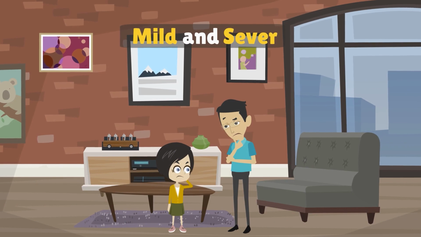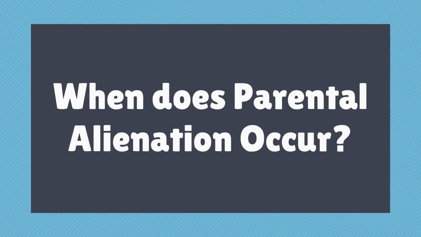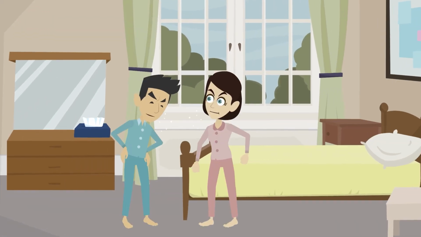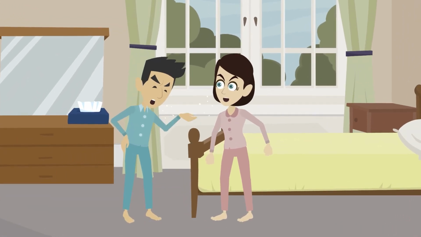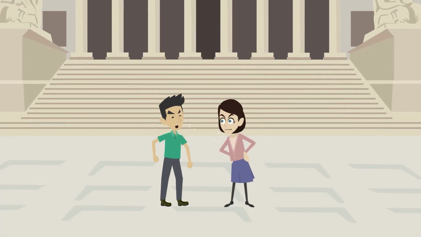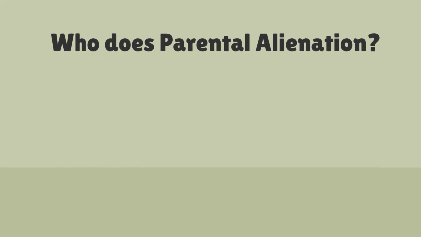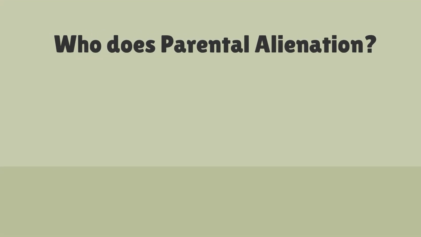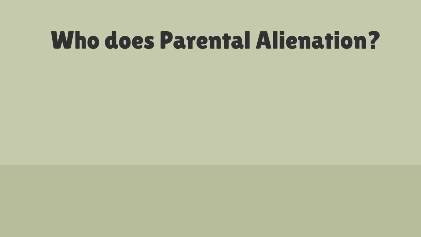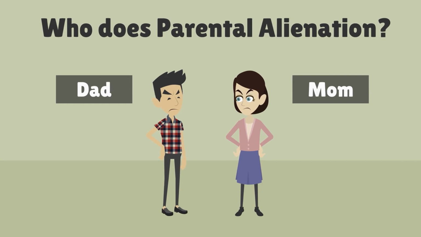Parental alienation can go from mild to severe. When does parental alienation occur? This type of behavior most often accompanies a high-conflict relationship or a high-conflict separation or a high-conflict divorce. Who does the parental alienation? Parental alienation is an equal opportunity employer. A mother can do it and a father can do it.